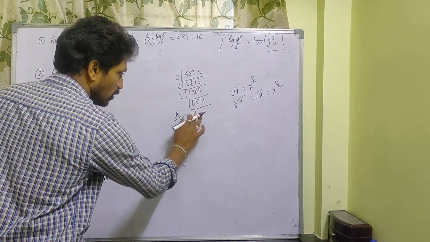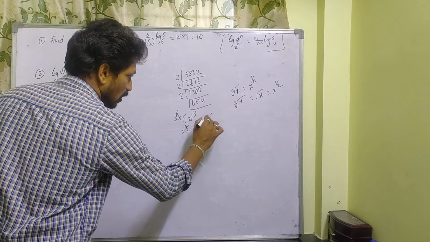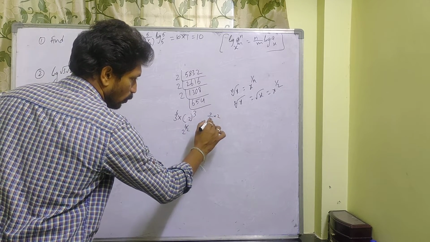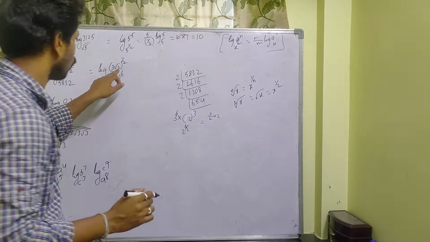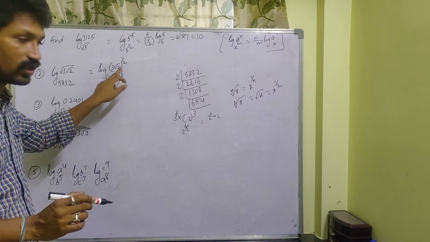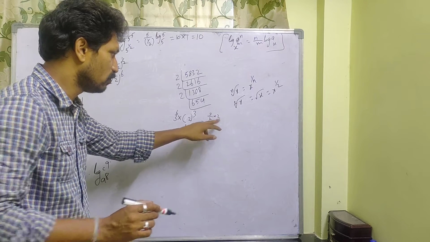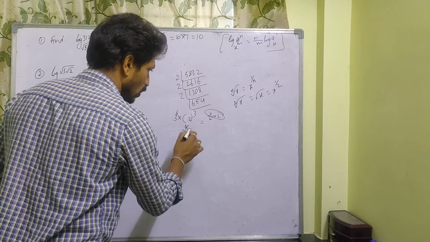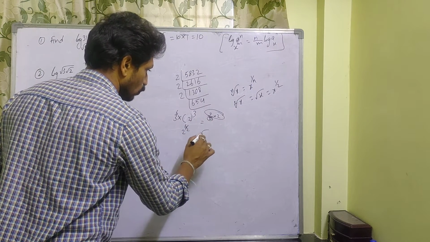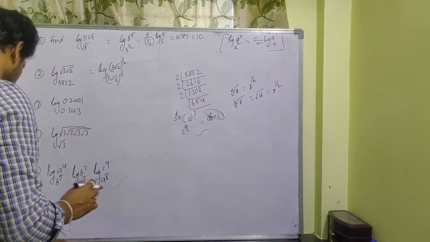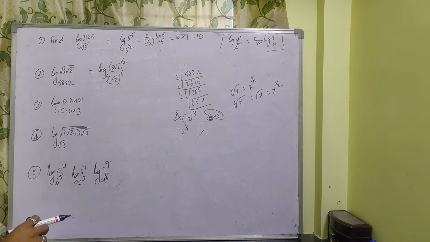That means this 3 you can write as 3 by 2 into 2. Because if you want to get in terms of root 2, since 3 root 2 is there, just multiply and divide with 2. So this 3 into 2 6 you can write. This 1 by 2 you can write as root. Okay, that is the way you should do.